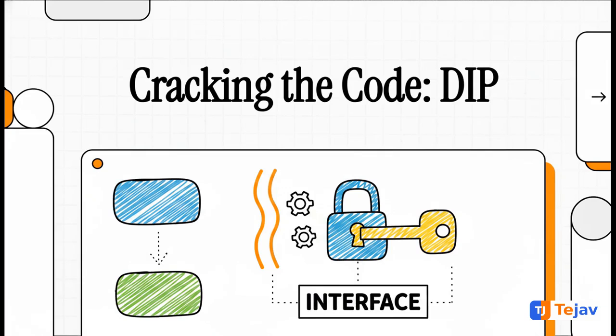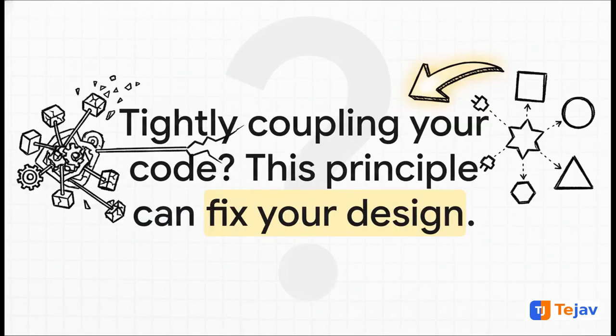All right, if you're getting ready for a software design interview, there is one principle that can totally set you apart from the competition. Today, we are cracking the code on the dependency inversion principle. You know the feeling, right? You build something, it works perfectly, but the second you need to change one tiny piece, the whole thing just crumbles. That's what we call tight coupling, and honestly, it's a developer's nightmare.